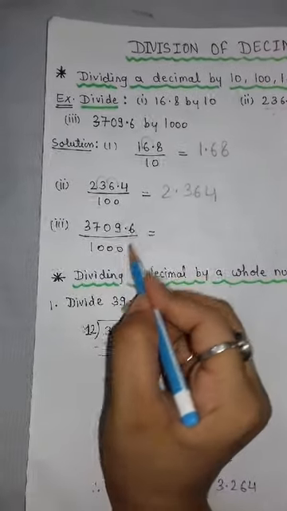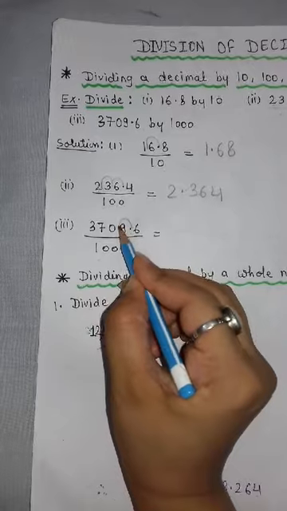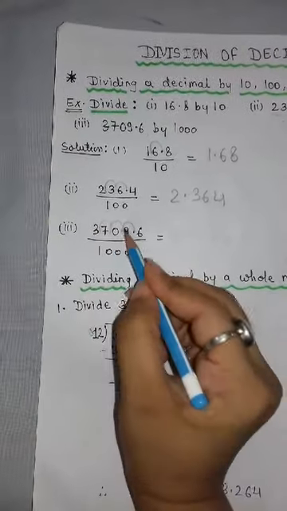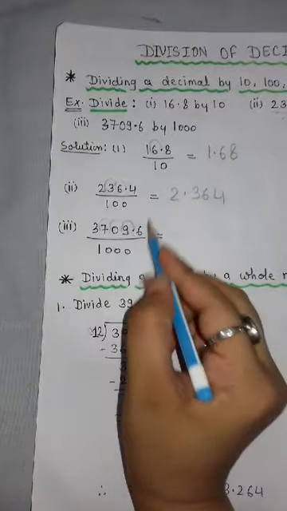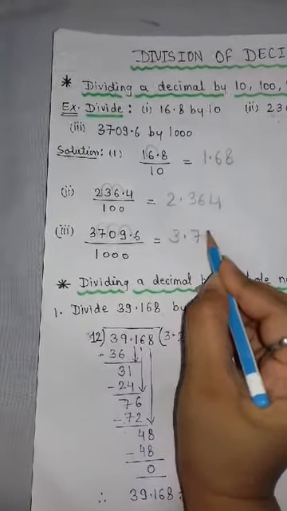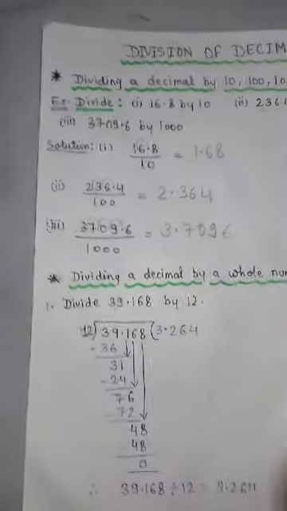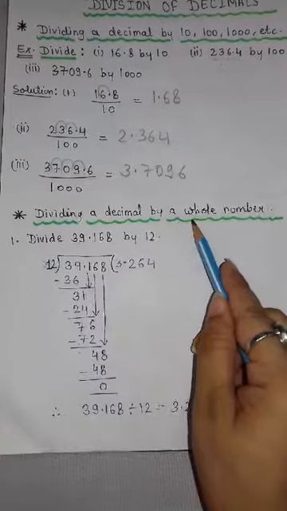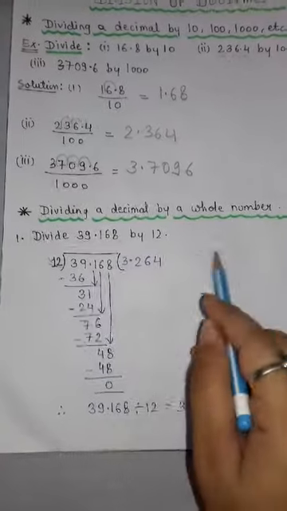3709.6 divided by 1000. Shift the decimal point by three places, 1, 2, 3 places to the left. 3.7096. Next, dividing a decimal by a whole number.